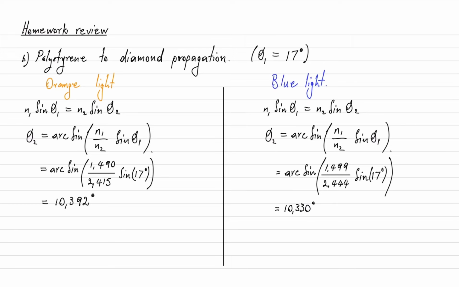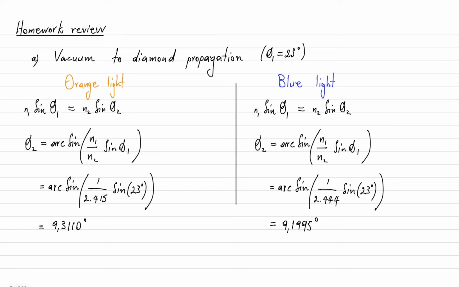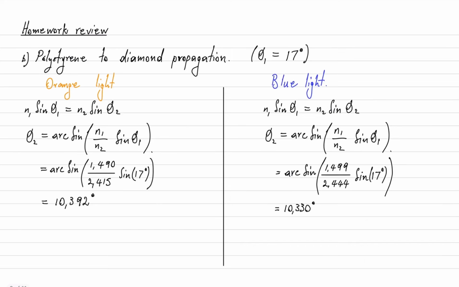When the dust settles, after computing these, we find that the angle of refraction for the orange light is 10.392 degrees, while for blue light it is 10.33. Notice, again, the angle of refraction for the orange light is larger than that of the blue light. And this was true initially. We noticed that even for the first situation, the angle of refraction for orange light was larger than that of blue light. So what kind of conclusion can we arrive at?